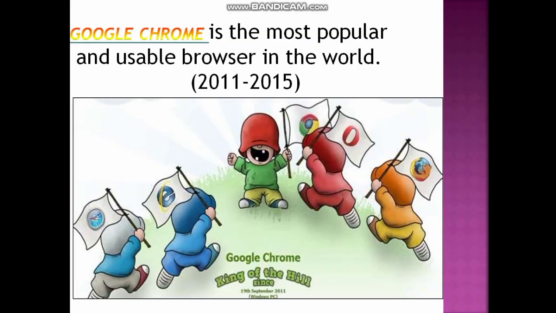So what I suggest, Google Chrome is the most popular browser in the world. Google Chrome was one of the most unpopular and unusable browsers in the world from 2011 to 2015. But now Google Chrome is working very good and it works very fast. It does not show any kind of ads. So I suggest you try to use Google Chrome because it provides you good speed, good security, and pop-up ads will not appear on your screen.